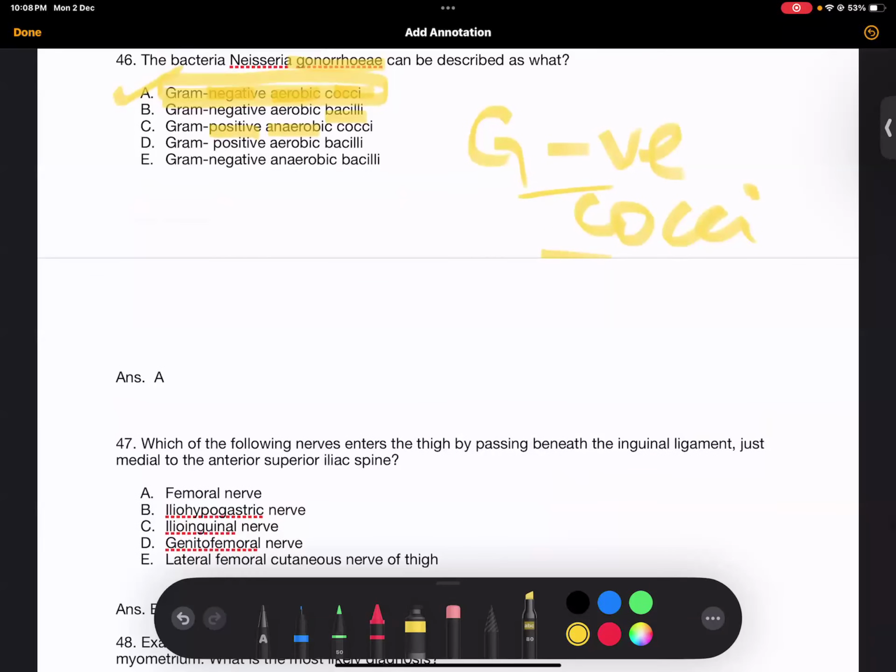Which of the following nerves enters the thigh by passing beneath the inguinal ligament? Which nerve passes beneath the inguinal ligament? Your femoral, hypogastric, ilioinguinal, genitofemoral, or lateral femoral cutaneous nerve of thigh. Basically, it is passing beneath the inguinal ligament and going to the thigh. Ilioinguinal is not going below the inguinal ligament. Ilioinguinal is, I think, going through the inguinal canal, that is a different thing.